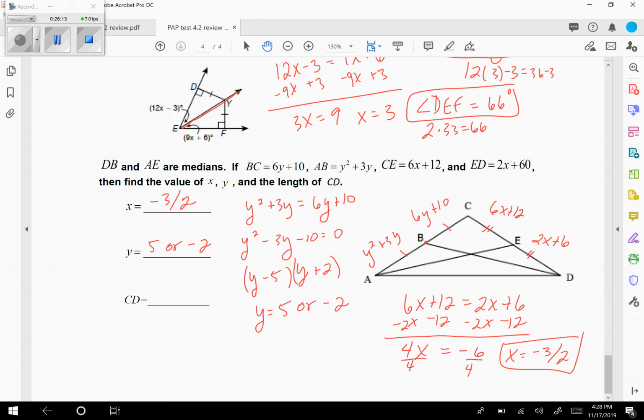Okay, and then now CD. CD is this whole thing here. So basically we can take this 6x plus 12, plug in that negative 3 over 2, and multiply by 2. But actually, I'm going to plug into this 2x plus 6 because that half is going to cancel out. So I'm going to do 2 times negative 3 over 2 plus 6. So this 2 here and that 2 there, they're going to cancel. So I just get negative 3 plus 6, which is 3. So CD is 3.